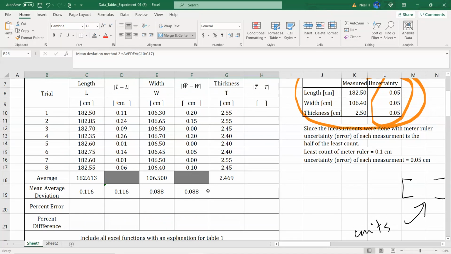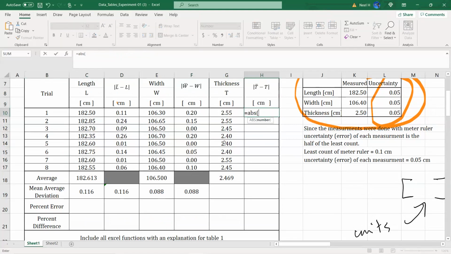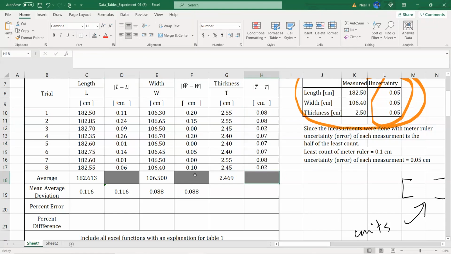Okay, so then we'll do the same thing for the thickness, unit centimeters, and equal ABS, open brackets, thickness calculated average 2.469, minus first cell G10, enter, click and drag, and then nothing on this cell. I highlighted it because there's nothing to put there. You don't need to necessarily highlight. You can leave it empty, that's okay. But if you want, you can highlight with a dark color, okay?